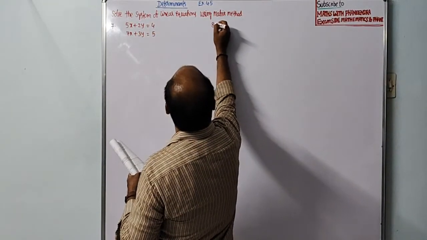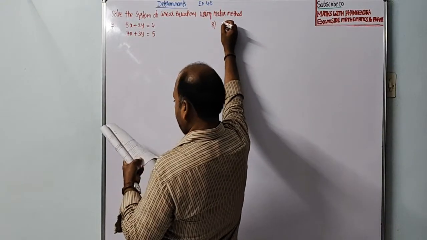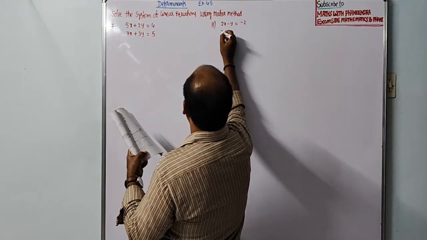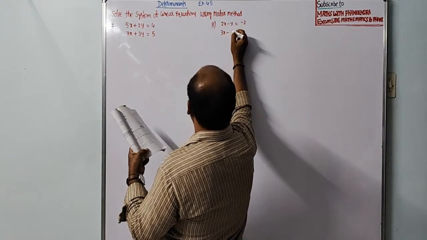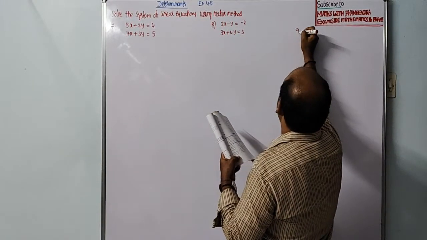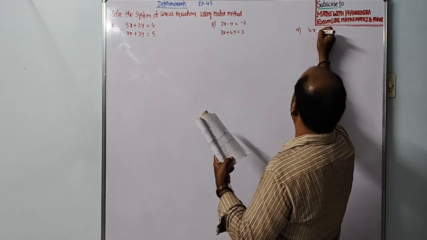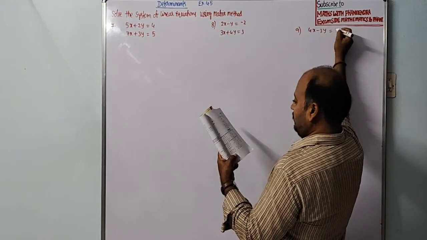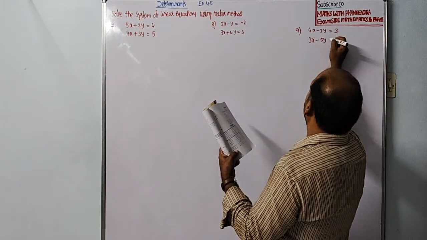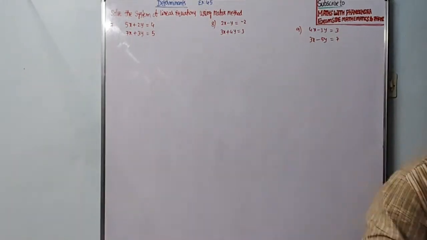Next, question number 8. 2x minus y equal to minus 2. 3x plus 4y is equal to 3. And question number 9. 4x minus 3y is equal to 3. 3x minus 5y equal to 7.